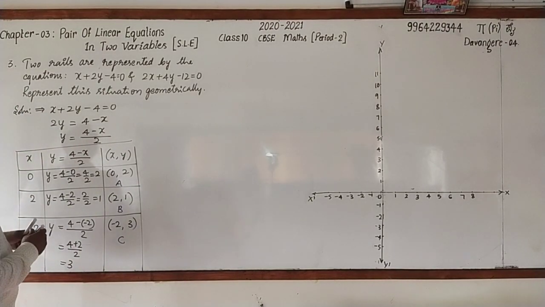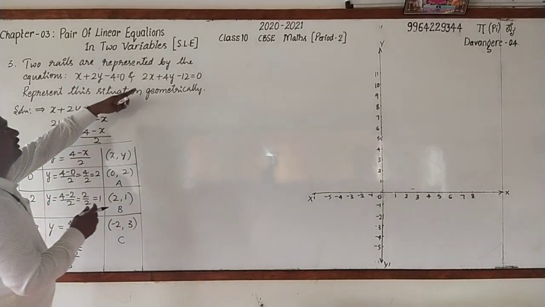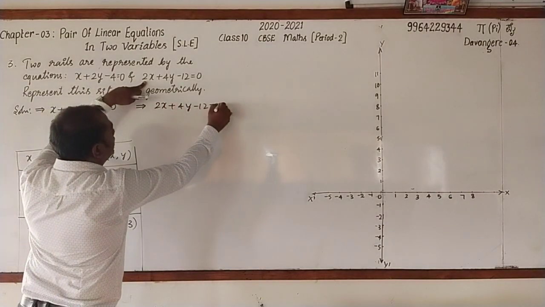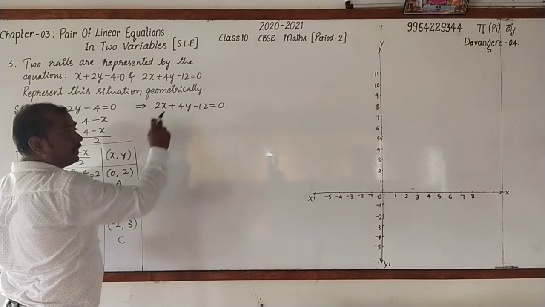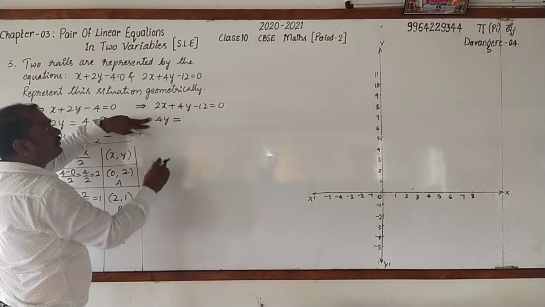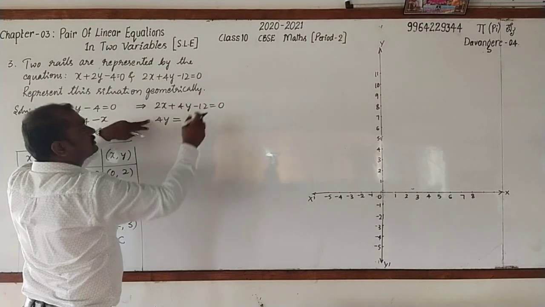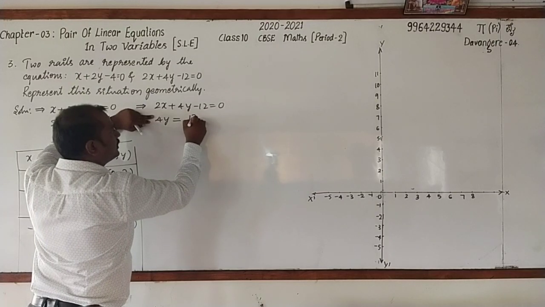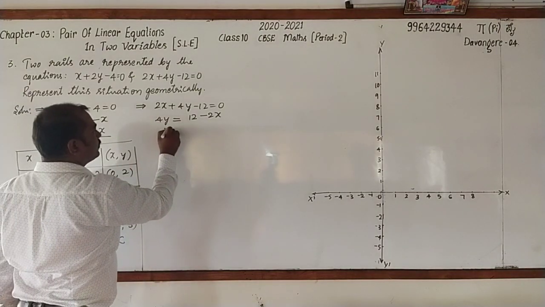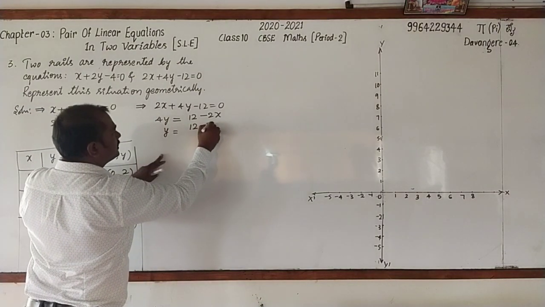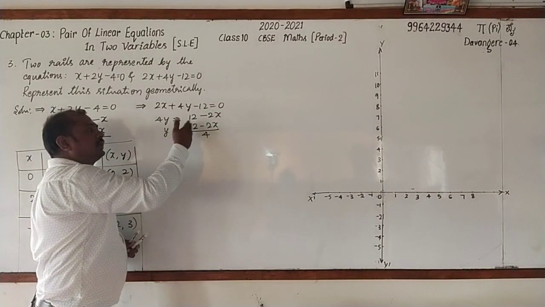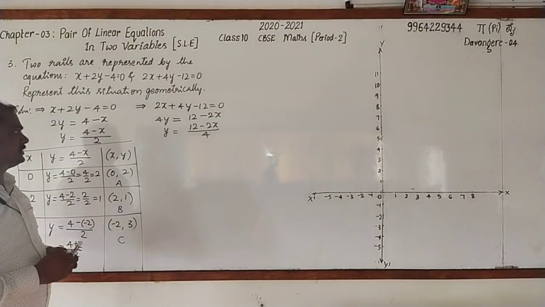Let me take the second equation. What is the second equation? Here, this is 2x plus 4y minus 12 equal to 0. We want y. Take 4y equal to, transfer 2x minus 12 to the right hand side. It becomes plus 12 and this becomes minus 2x. Clear? Then we want y. y is equal to 12 minus 2x whole divided by 4. Even you can go for cancelling them by taking a common factor. Let it be as it is.